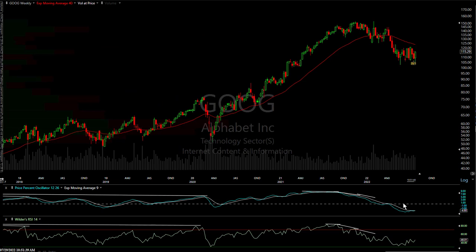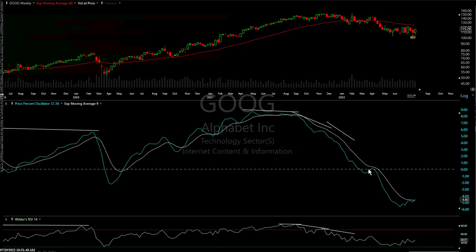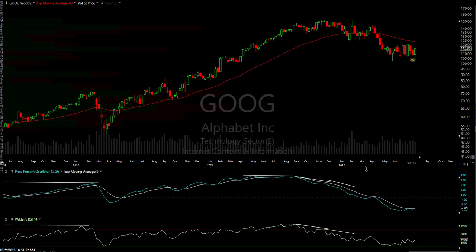Weekly chart. PPO looks like it wants to turn up, but in a bear market, a lot of times you get rejected, and you can see that already happened once. Looked like we were going to make a bullish crossover there, got rejected. Could happen again. Who knows?